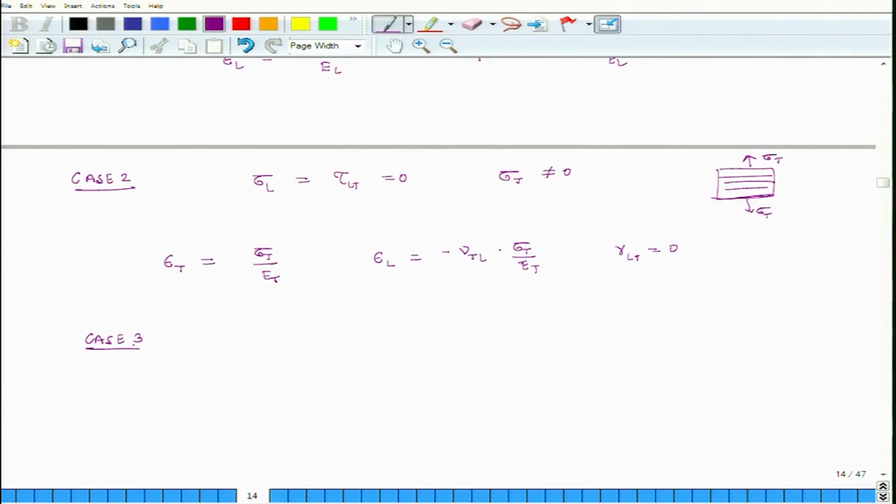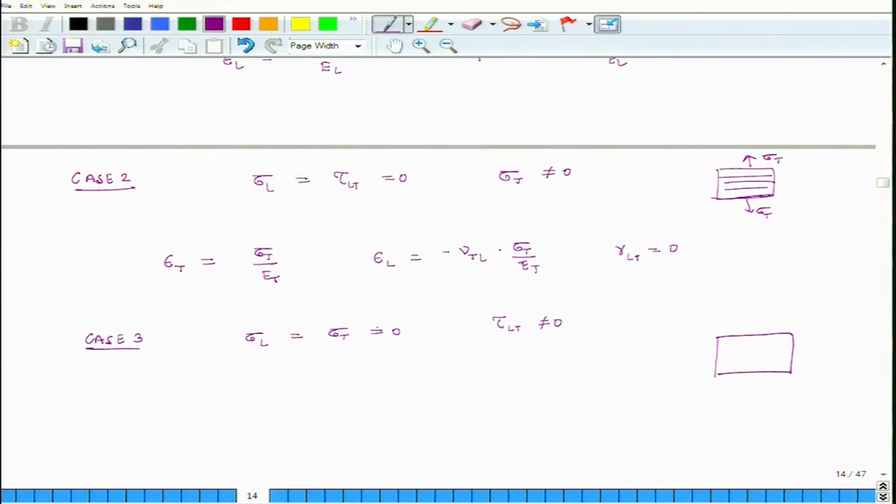The third case is that of a pure shear stress. So, here sigma L equals sigma T is equal to 0, only shear stress is present.